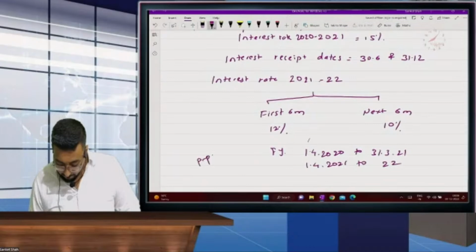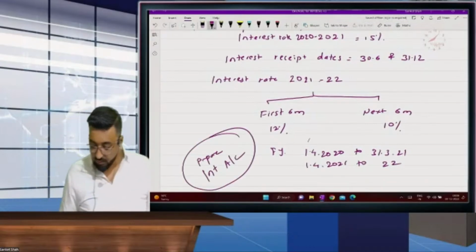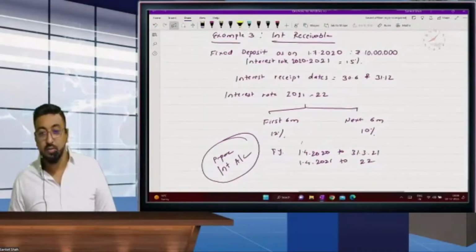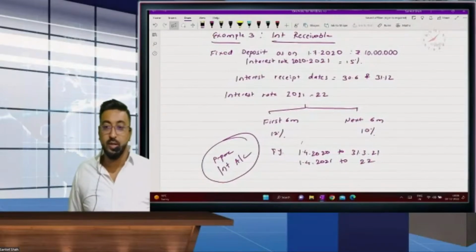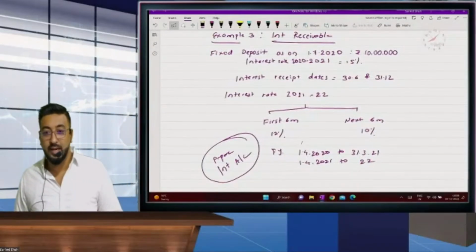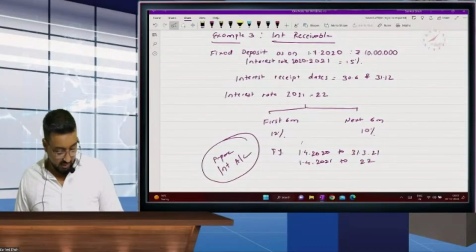Prepare interest account. See the question. Do it in the rough, beta. So fixed deposit 10 lakhs. I just want to check how many of you can solve this question.